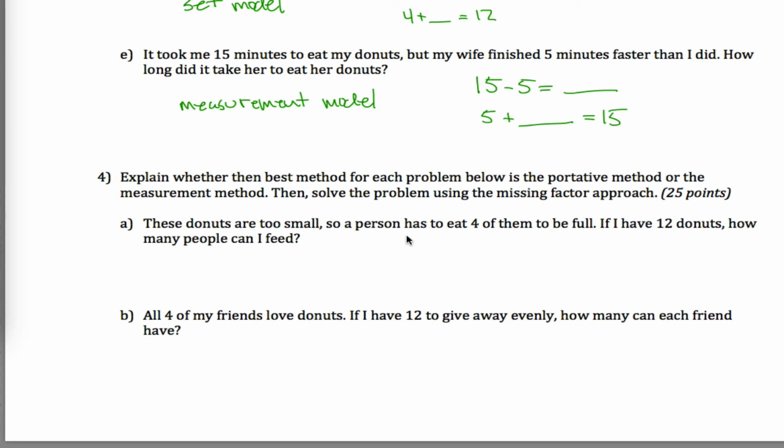These donuts are too small, so a person has to eat 4 of them to be full. Okay, I have 12 donuts. How many people can I feed? So I have 12 donuts. Each person must get 4. So I'm measuring out groups of size 4. This is the measurement model up here.